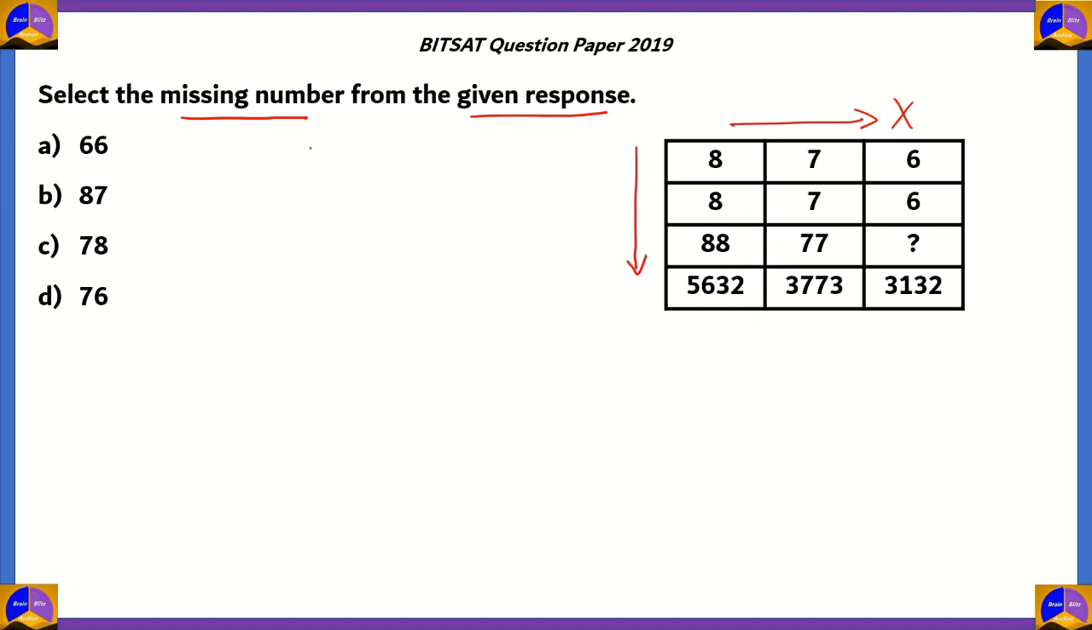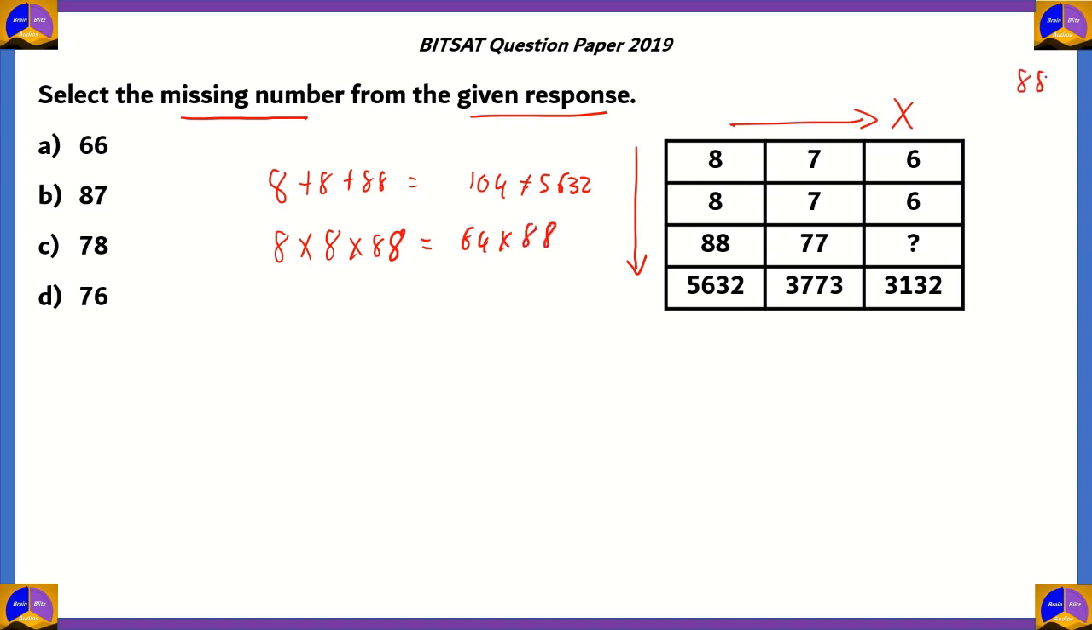So let's first try addition. 8 plus 8 plus 88 gives you 88 plus 16, that is 104, which is not equal to 5, 6, 3, 2. So it's not addition. The operation of addition is not the correct operation. Let's try multiplication. 8 into 8 into 88. 8 times 8 is 64, and then times 88.